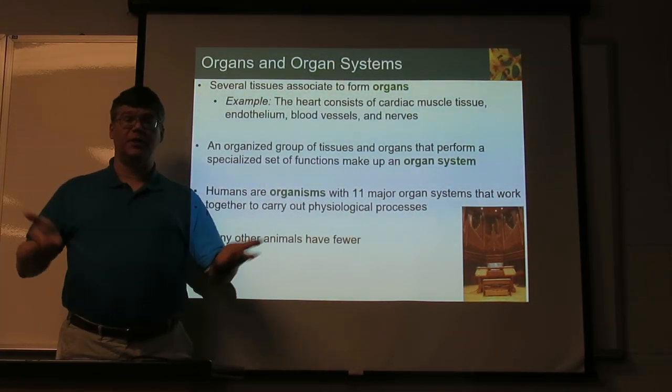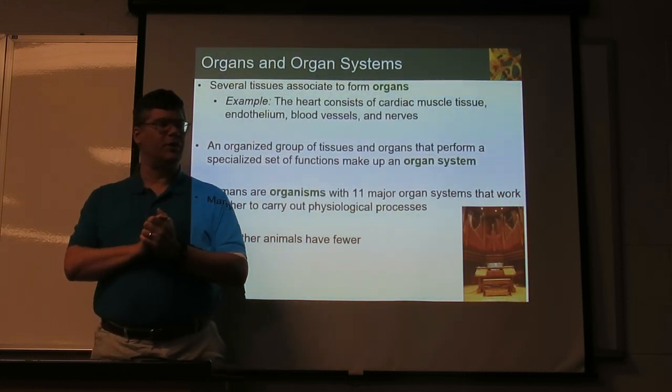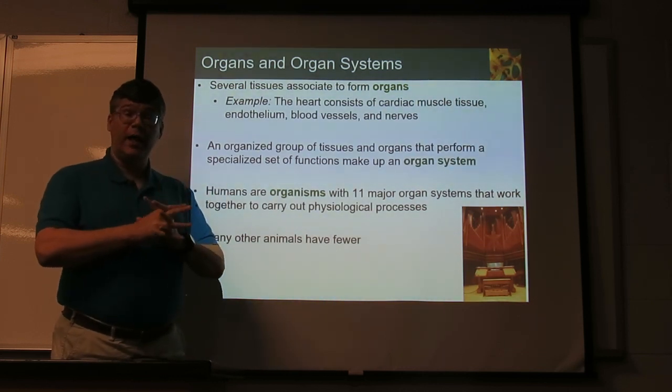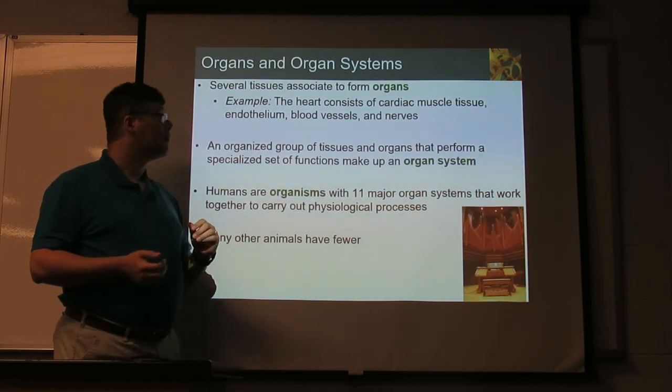Okay, so those are types of tissues, 4 basic ones with noticeable variation within each one. And then we can take those tissues and organize them into more complex structures known as organs.